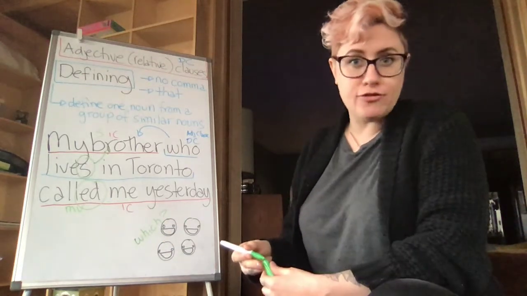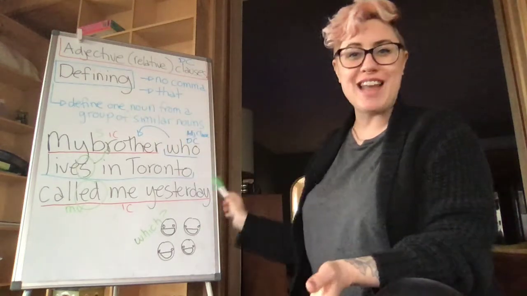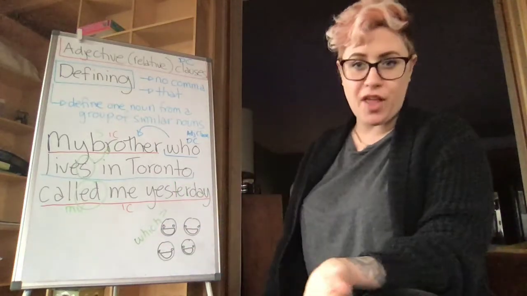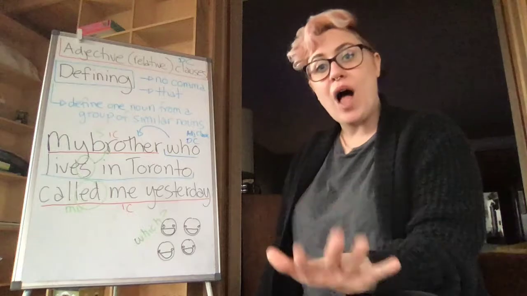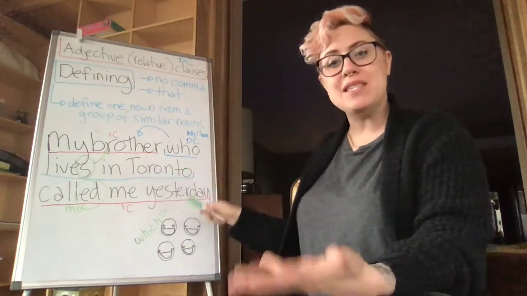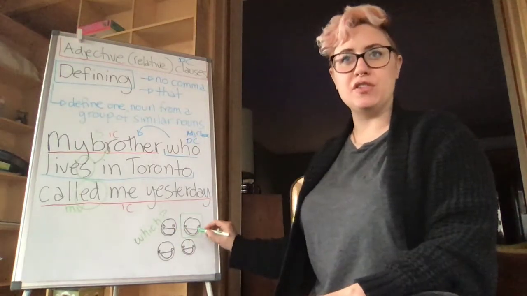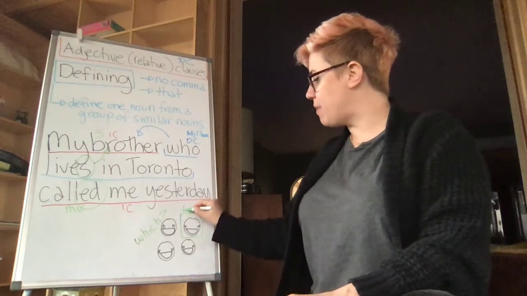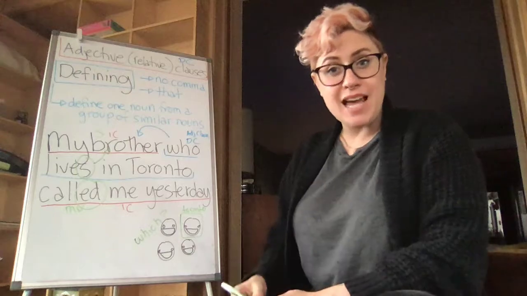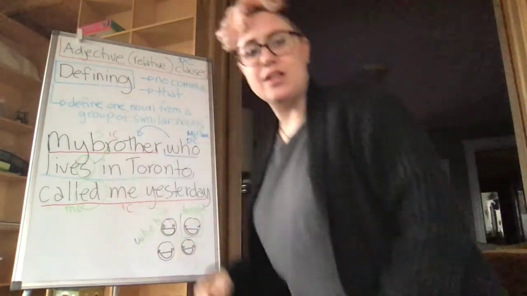Which brother? You have 4 brothers. My 4 brothers are a group of similar nouns. So I have 4 brothers. You don't know which brother I am talking about. So I need to add extra information to help separate my one brother from my group of brothers. So this is my brother who lives in Toronto. So if I say, my brother called me yesterday, and you say, which brother? I'll say, oh, the brother who lives in Toronto.